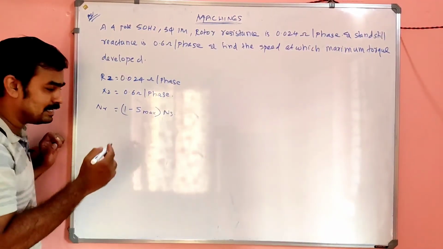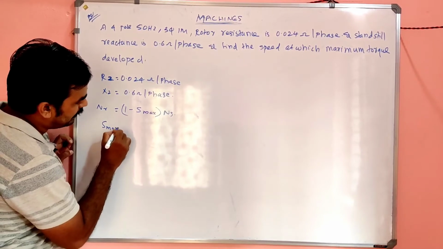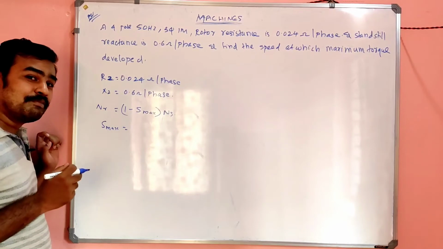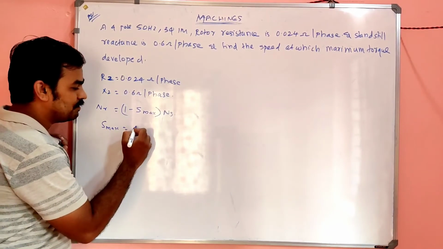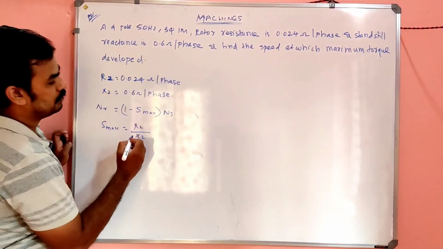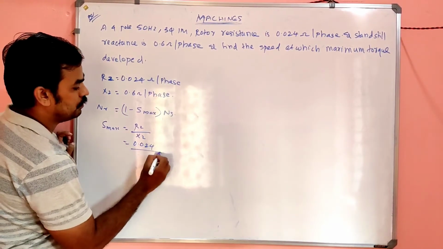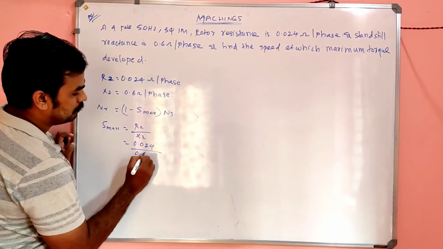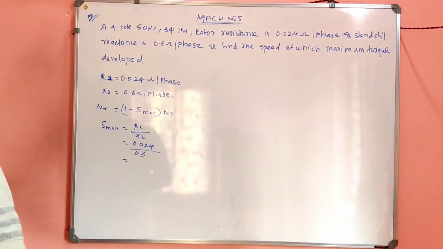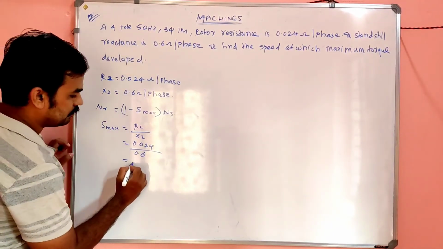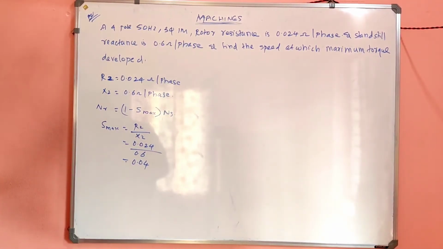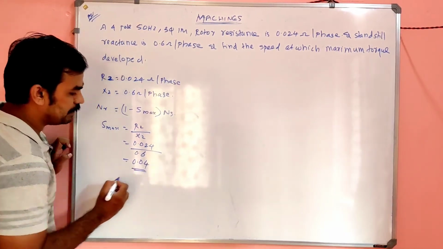What is the equation for finding that? Slip at maximum torque, let it be S max. First you derived the slip at maximum torque, right? So S will be equal to R2 by X2. R2 here is 0.024, divided by X2 here, 0.6. So 0.024 divided by 0.6 will be equal to 0.04. Am I correct? So this will be the slip at maximum torque.